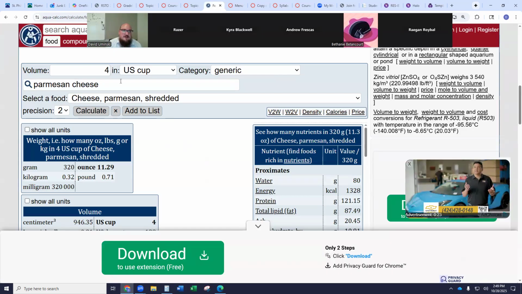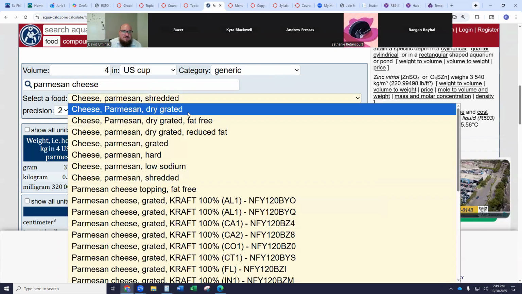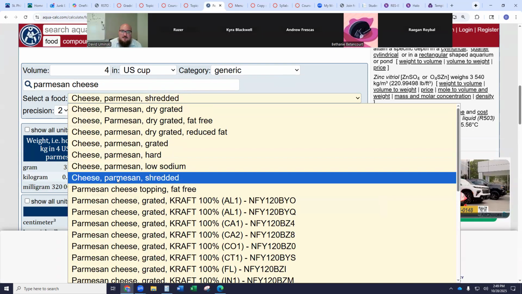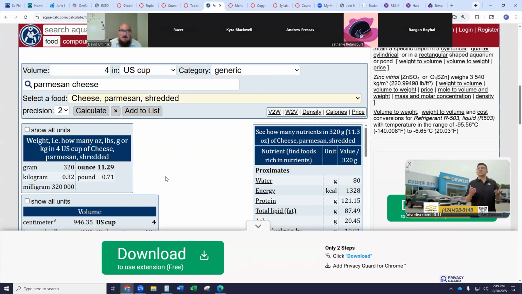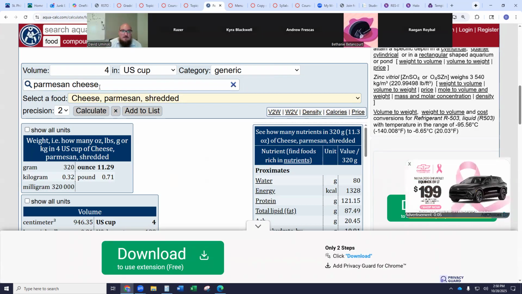And then when we go to the food calculator, we have 4 cups of Parmesan cheese. Did you scroll down and get to the shredded Parmesan cheese? I do not believe so. I typed it in and it couldn't find Parmesan cheese shredded, so I just went straight through Parmesan cheese. That's probably my problem.